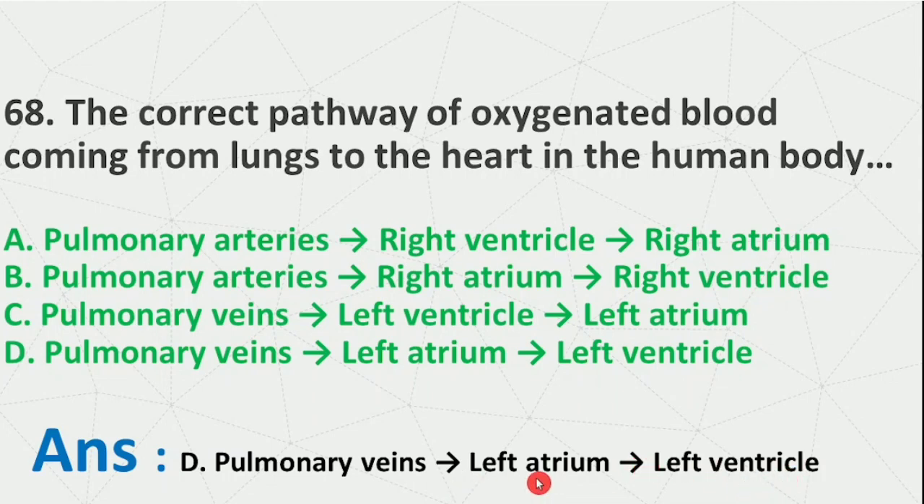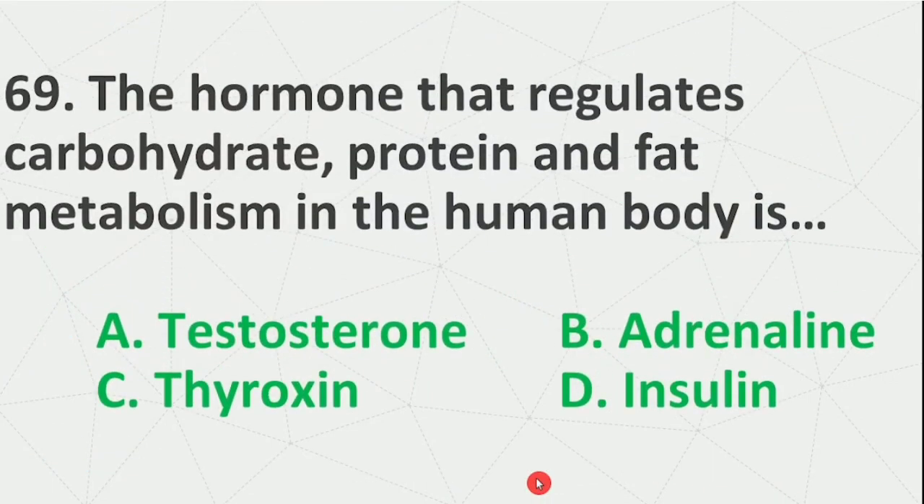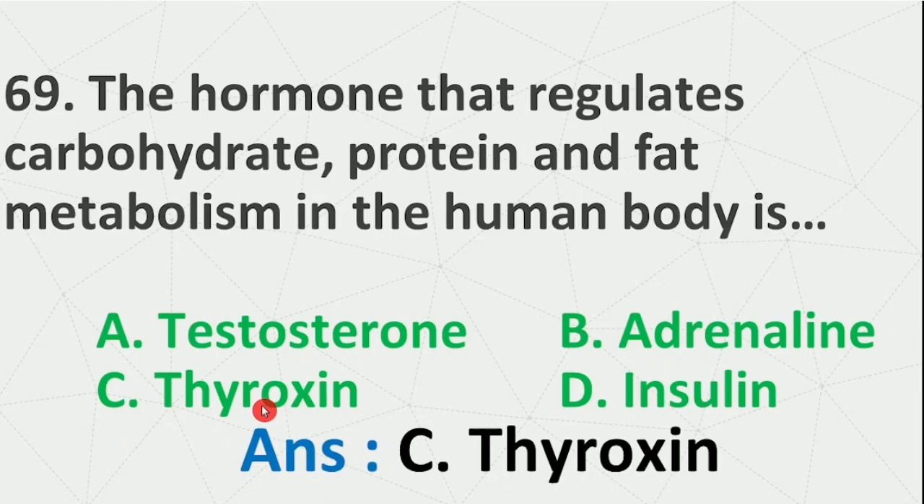Question number 68. The hormone that regulates carbohydrate, protein and fat metabolism in the human body: testosterone, adrenaline, thyroxine and insulin. So the correct answer is thyroxine, because it regulates all the activity of our human body. So option C, thyroxine, is the correct answer.